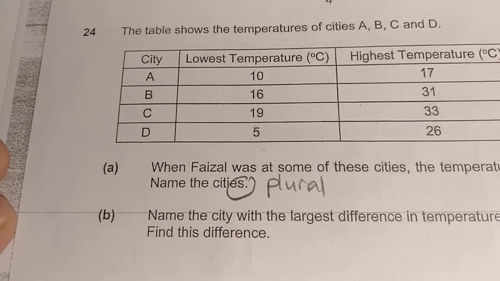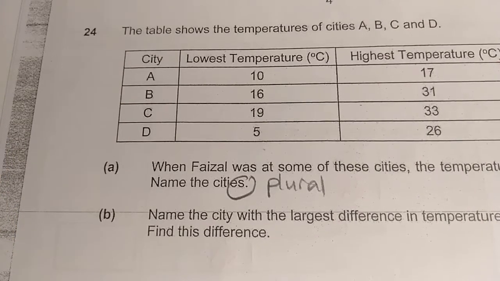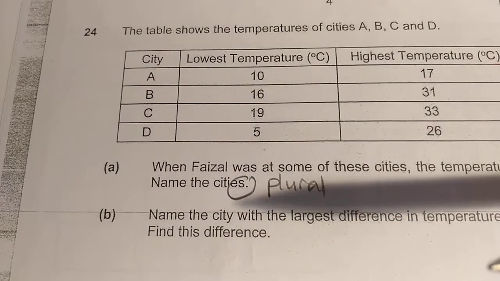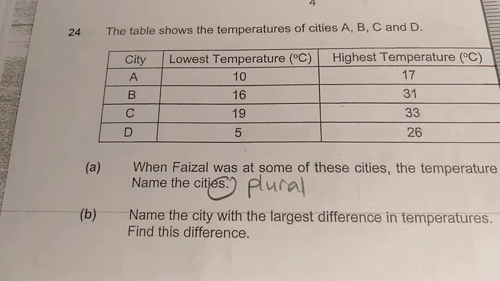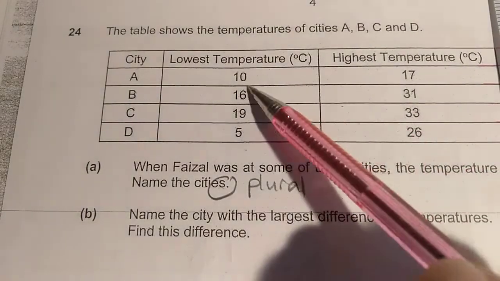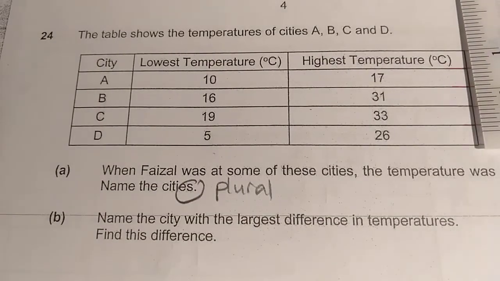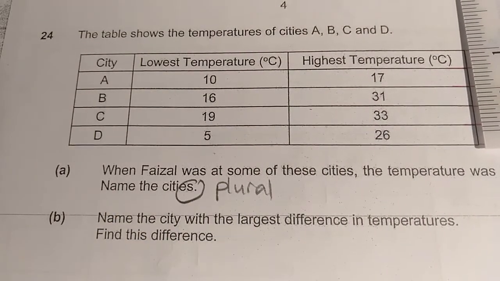Now this one says that there are several cities and there are different temperatures there. So when Faisal was at some cities, the temperature was 12 degrees in those cities. Now you were told that sometimes the highest temperature in the city is 17 and the lowest is this. So 12 must be in between these two numbers. Okay? And here they say name the cities, plural. That tells you the answer must be more than 1.